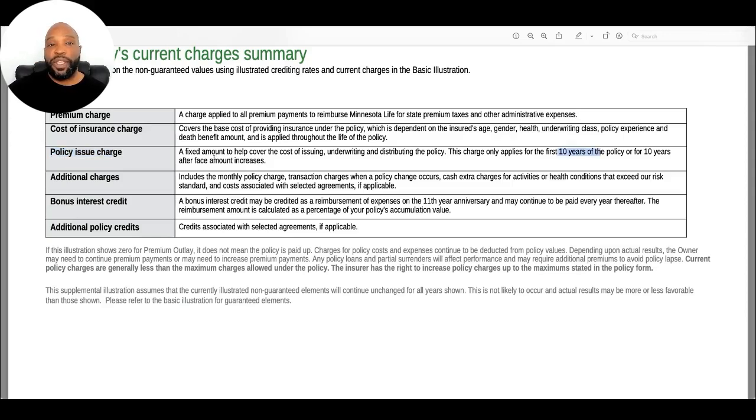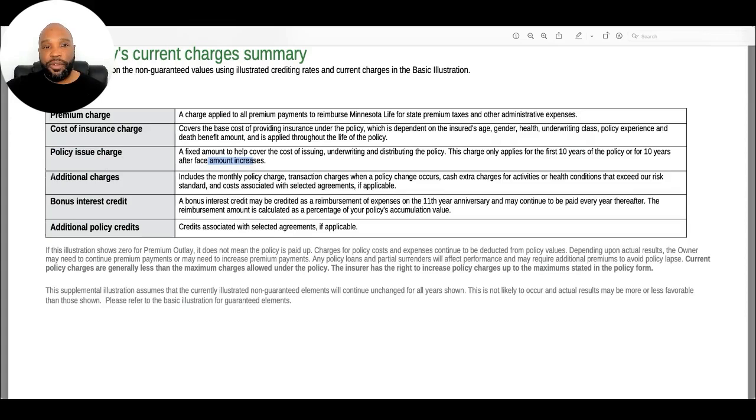Now, this charge only applies for the first 10 years of the policy or for 10 years after face amount increases. Like if you start with a lower face amount, you want to increase the face amount, then you'll have more charges for that. But generally after 10 years, insurance companies drop them out completely, or maybe it goes to something like $5 a month or $10 a month.